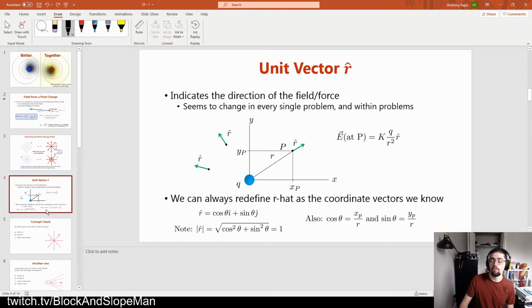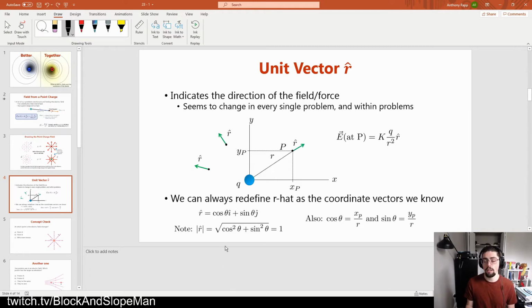So the way that we would find that from the picture is to start from our charge, draw a line out to the point where we want to calculate the electric field, draw it out a little bit past that, and draw an arrow on the end. And that's how we get r hat, at least from the picture, right?